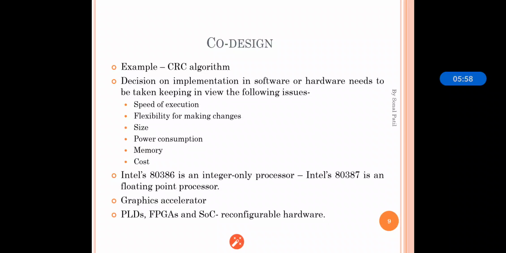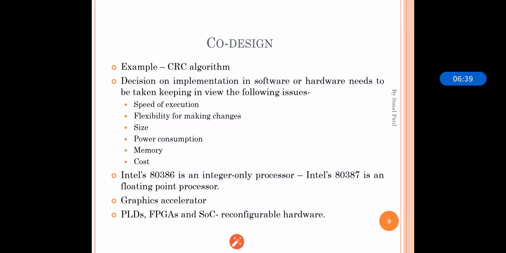Whenever we are implementing the hardware or software, we have to consider the following issues. That is the speed of execution. It's highly desirable to have the highest speed of execution. We should also consider flexibility for making changes. Whenever we are building any system, we should build it in such a way that if changes are required, they can be easily adapted in that system. So whatever system we are building should be flexible for accepting changes.